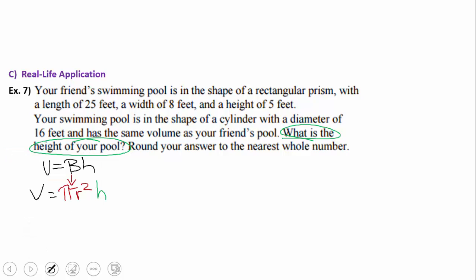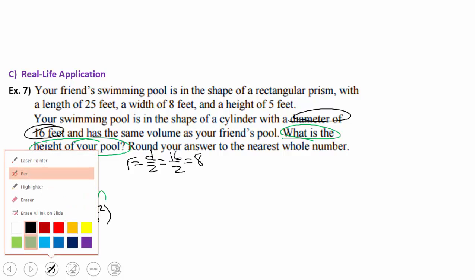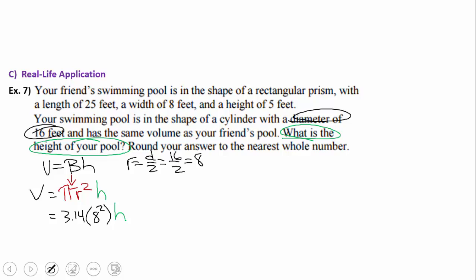We want to plug stuff in that we know. Well, we don't know our volume yet. We do know that pi is 3.14. We know the radius because it says the diameter of our pool is 16 feet. So we know that the radius is the diameter divided by 2, 16 divided by 2. Our radius is 8. And we don't know our height yet. Well, the height is what we want to know. So we're going to still look for that.